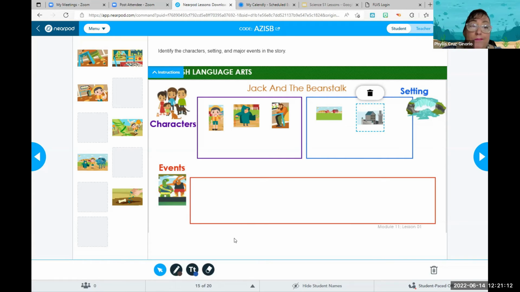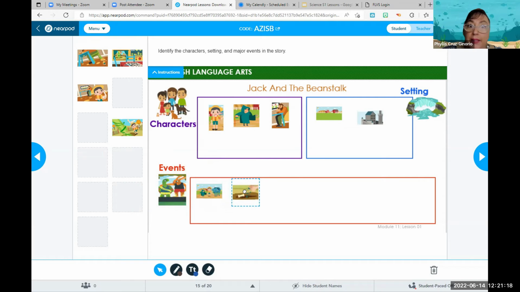happened. He sold his cow. That's how we got the beans. Yeah, what did he do with the beans? That's right, he planted them. What happened next? Did he chop it down? No, he climbed it. That's right.